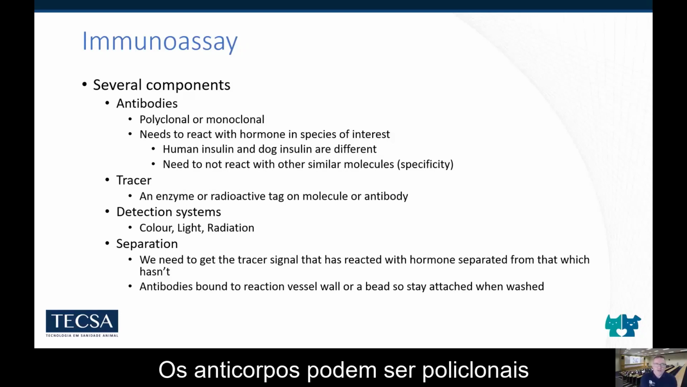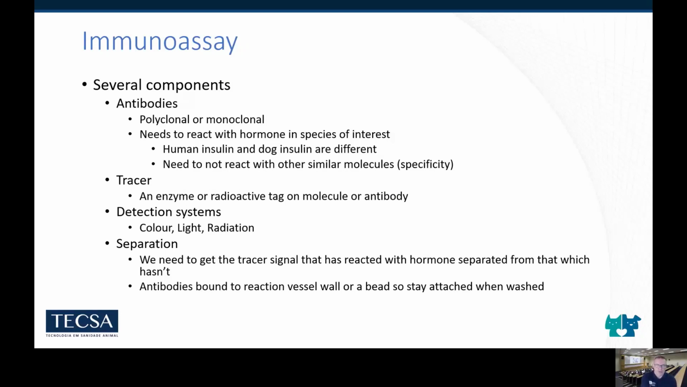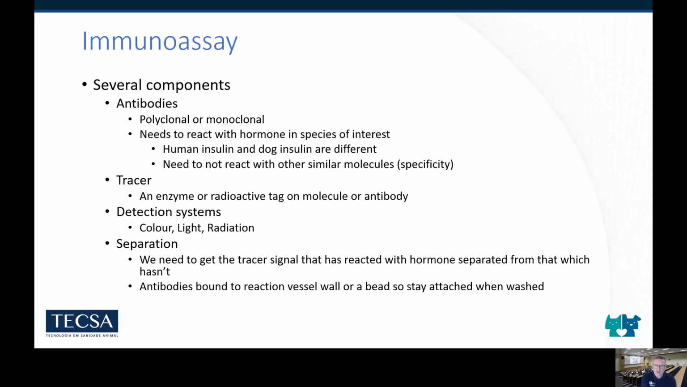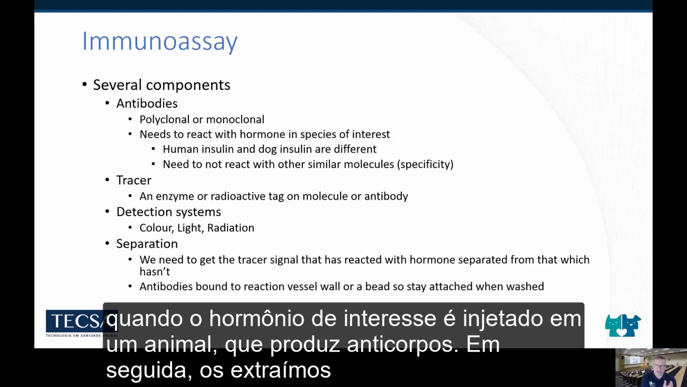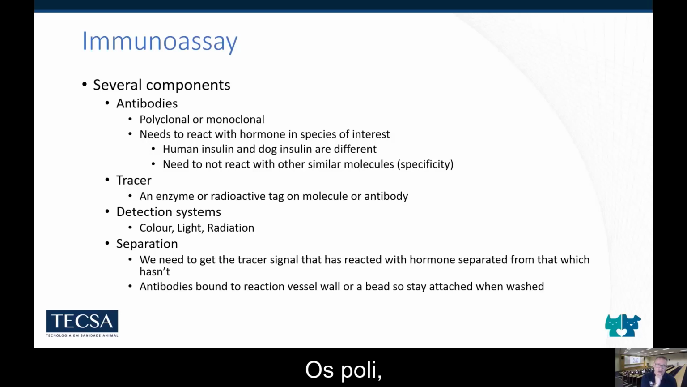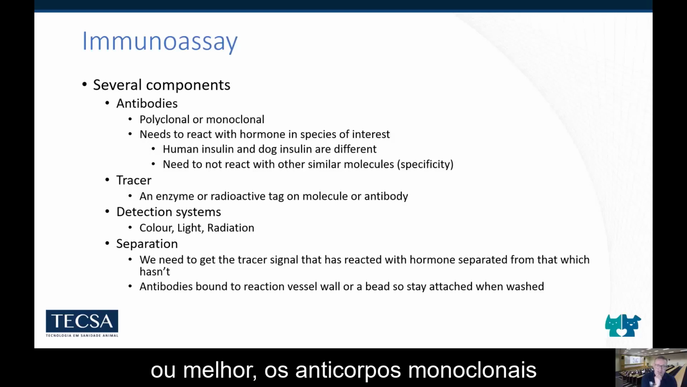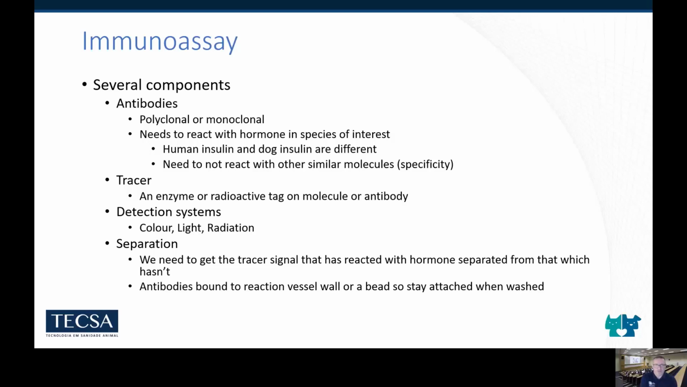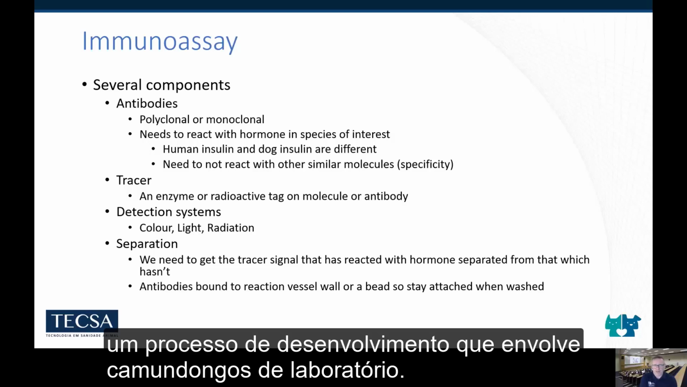The antibodies themselves could be polyclonal or monoclonal. So polyclonal would be the result of, for example, some hormone of interest being injected into an animal so that it develops antibodies that we can then extract from that animal serum to use in our laboratory methods. Monoclonal antibodies will react only with one specific epitope, and they come from a clone of lymphocytes through a development process that involves using laboratory mice.